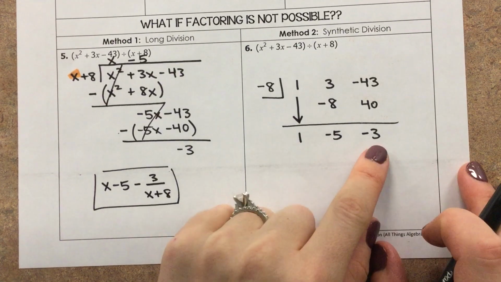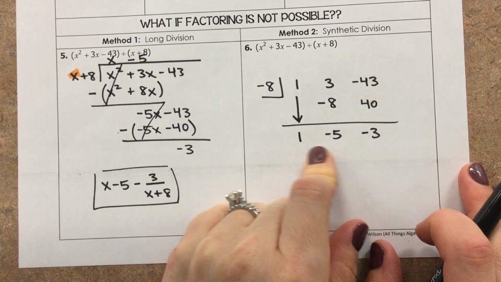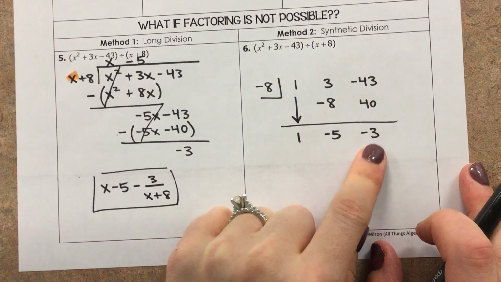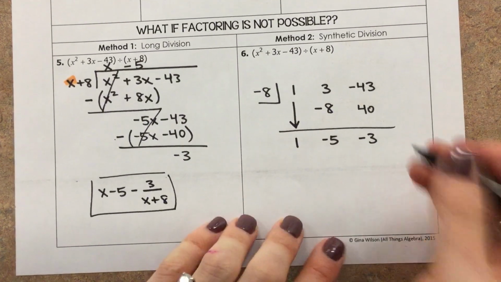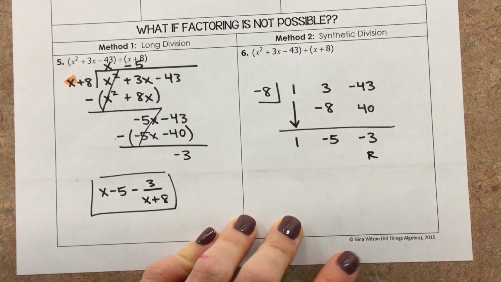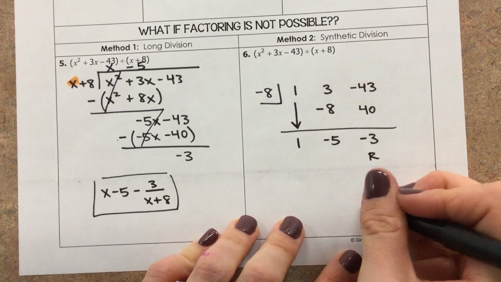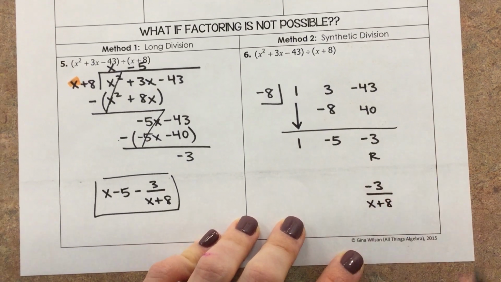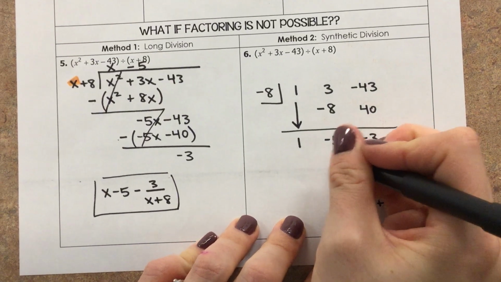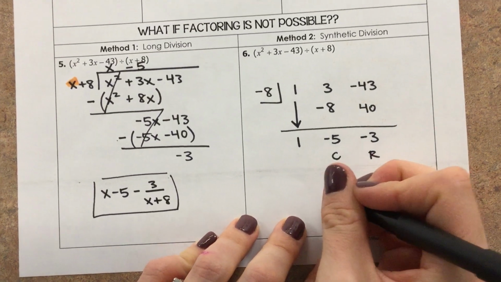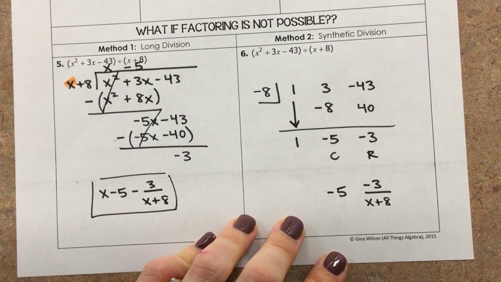So I highly suggest starting at the end and working your way back to the left. The number on the end is always the remainder. So we're going to take that remainder and put it over our divisor, which is x plus 8. And then next to that is always the constant. So the -5 is the constant we put right here.